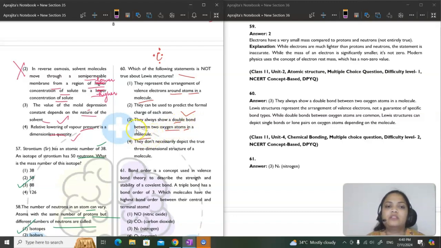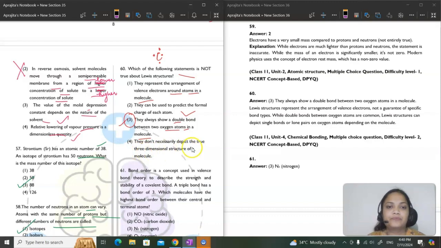See, this is not actually a correct statement because we cannot say they always show a double bond, right? They actually show the arrangement of valence electrons. हाँ, oxygen के case में it's double bond, but they don't guarantee a specific type of bonding. Okay, they can depict lone pairs, single bonds, everything also.